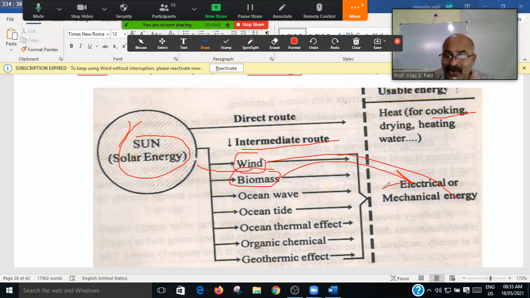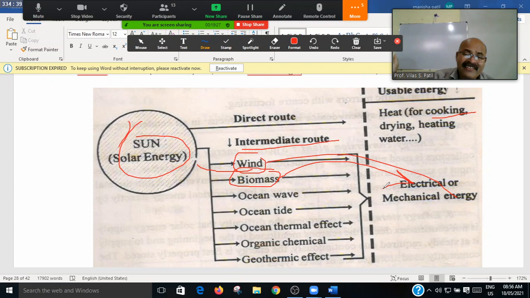the ocean waves are produced, due to the gravitational force between the sun and the earth. The waves are very high, sometimes about 10 to 12 meters, that is about 30 to 36 feet in height.